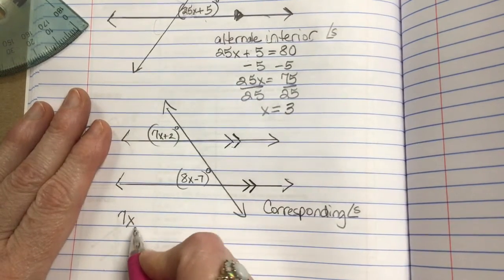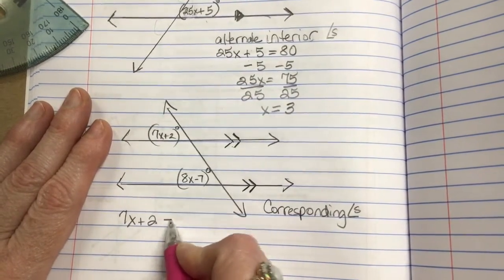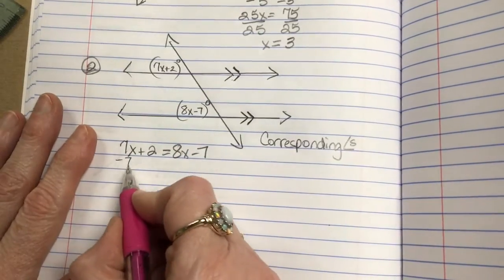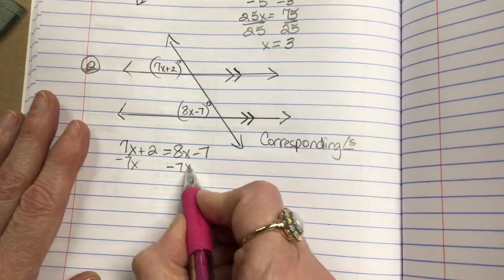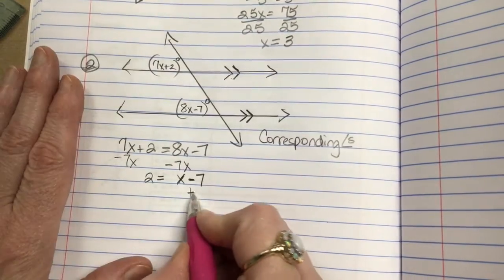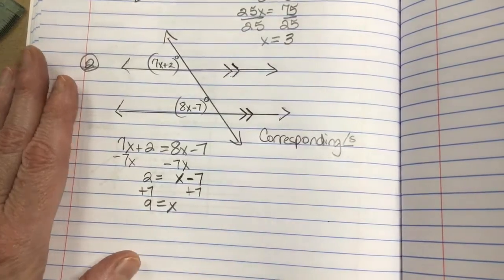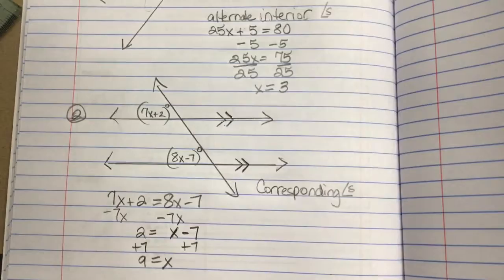7x plus 2 equals 8x minus 7. I'm going to move the 7x. I encourage you to move your variable first. It just makes it easier. Then add the 7, and you get 9 equals x. Number 3, last one we're going to do. Did everybody get that copy? Okay. Number 3, one more.